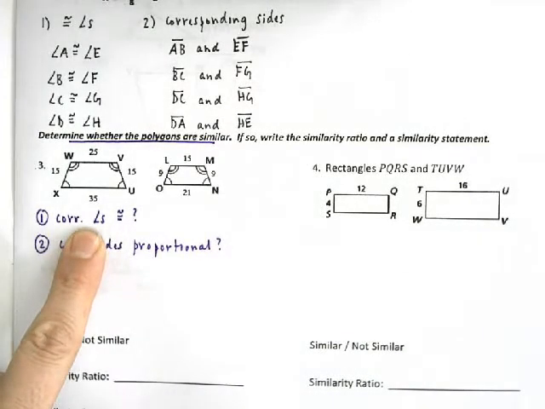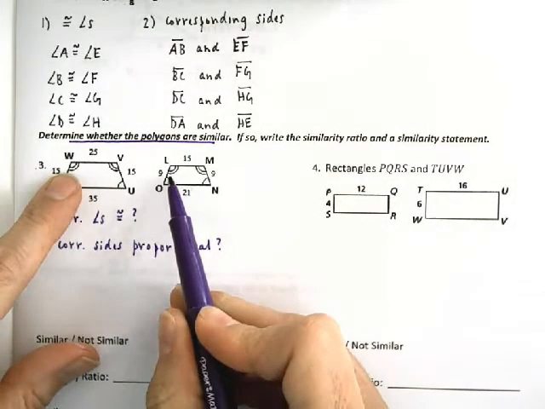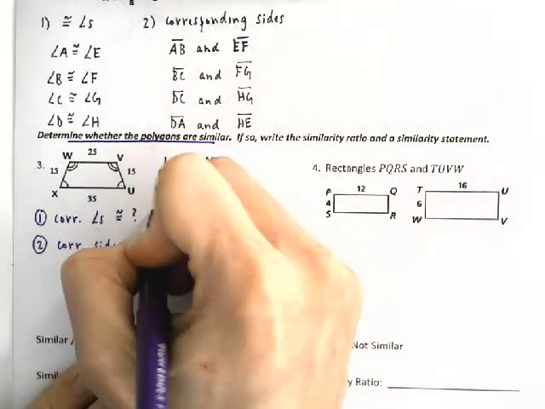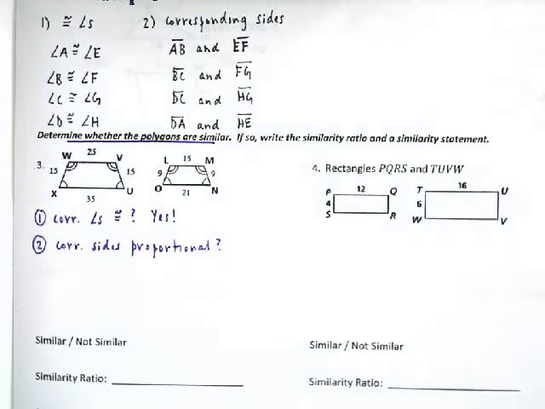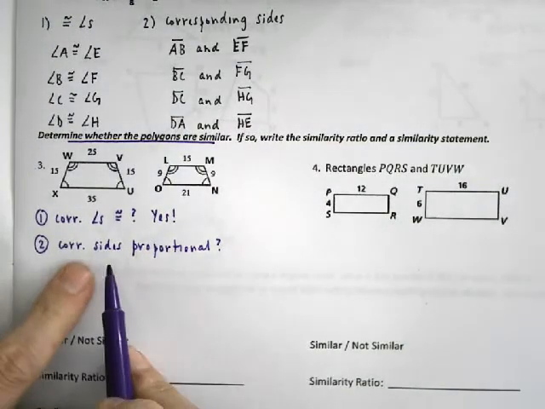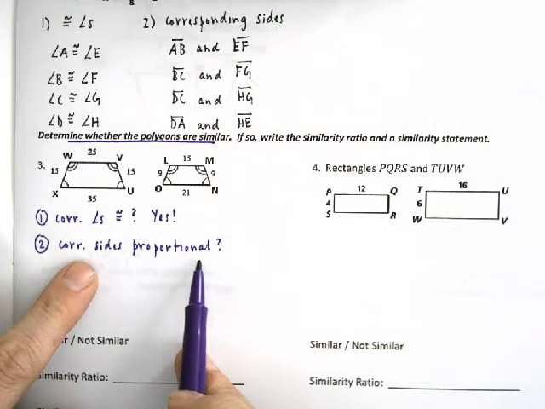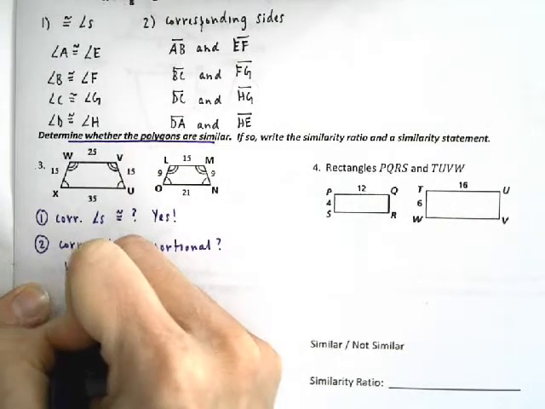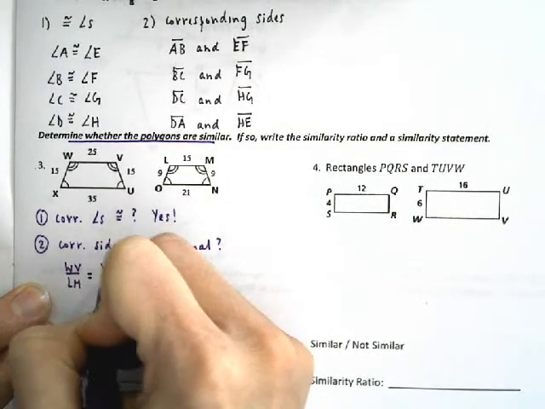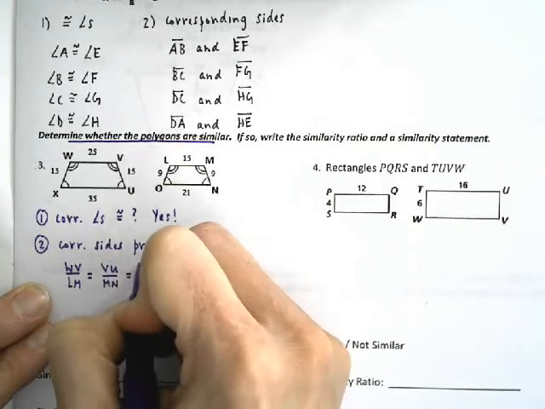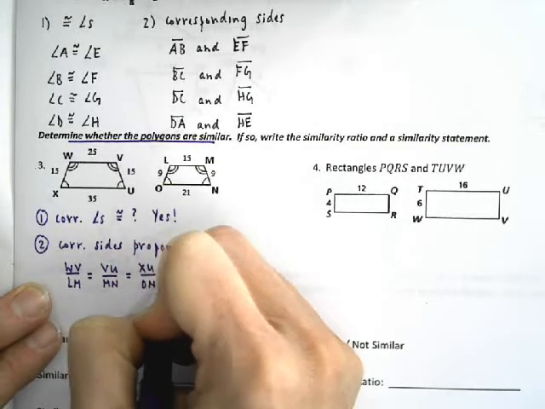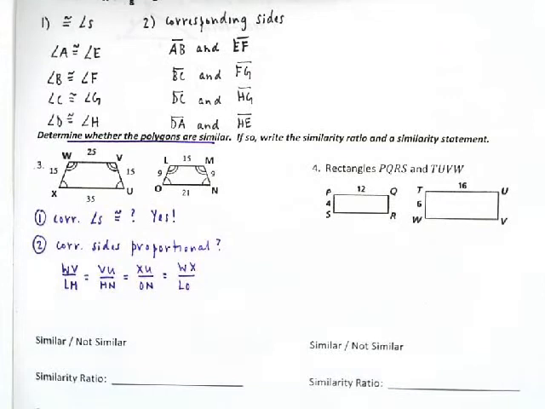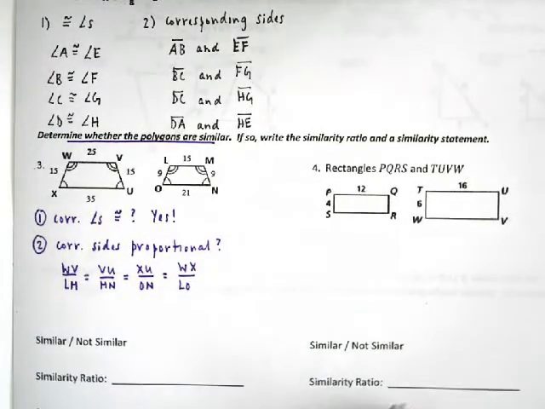We're going to check our corresponding angles. This one makes it really easy because I can see all my angles are marked congruent right in the diagram, so I can say yes. Now I have to do a little bit of work. I need to see if my corresponding sides are proportional. So in other words, I need to check is the ratio of WV to LM equal to VU over MN equal to XU over ON. And then I have to compare WX to LO. Again, just having one of these isn't enough. They all have to be proportional.